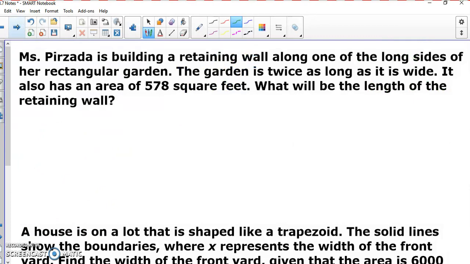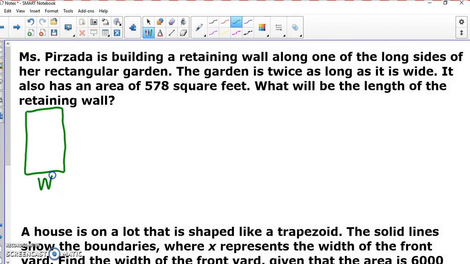Alright, so these next ones then, story problems. It says Mr. Pirzada is building a retaining wall along one of the sides of her rectangular garden. The garden is twice as long as it is wide. So let's go ahead and draw this first. She said it was a rectangle. And it says the garden is twice as long as it is wide.